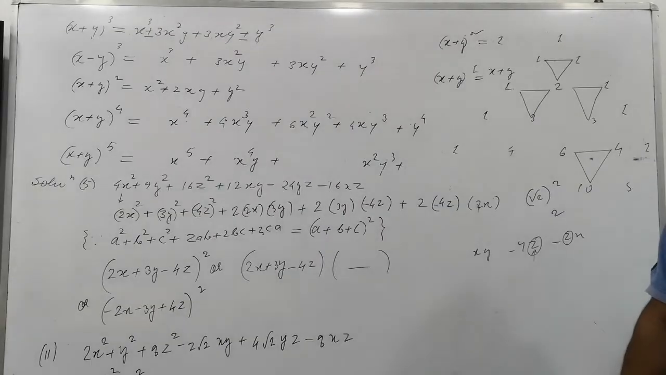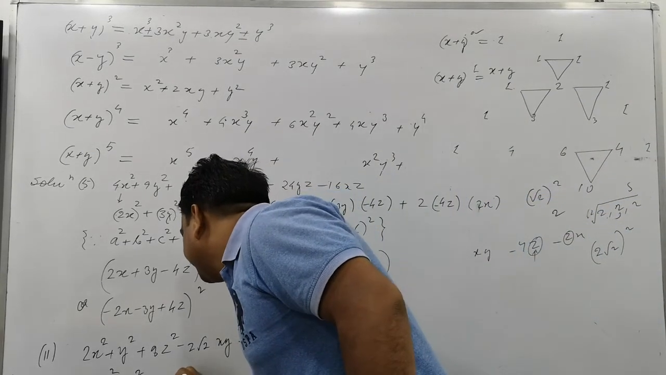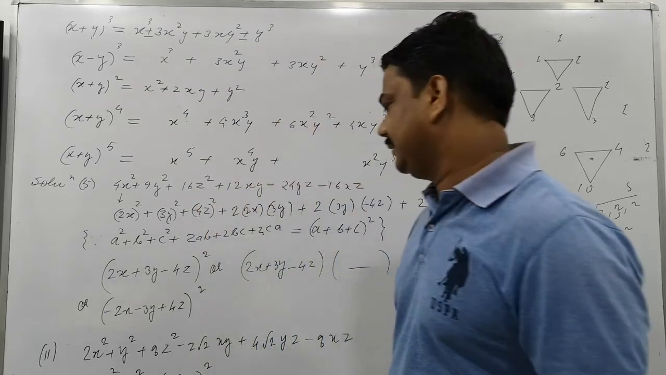4 fours are 16. 8 can be written as root 3 twos, since it has the power equal to the index, which is 2. So 2 root 2 will be written, and its square is what? 2 twos are 4, and root 2 into root 2 is 2. 4 twos are 8, so 8 can be written. This is the difficulty with you actually. Clear guys?